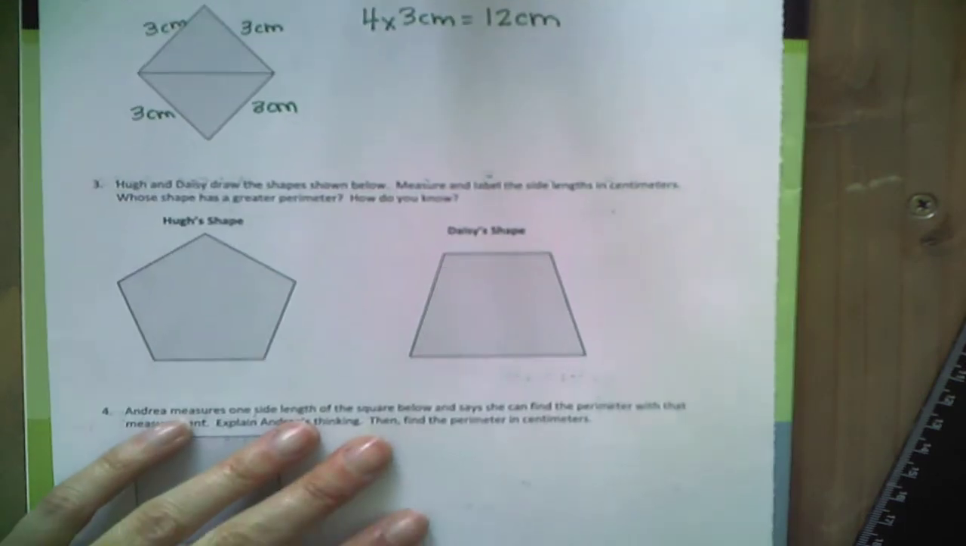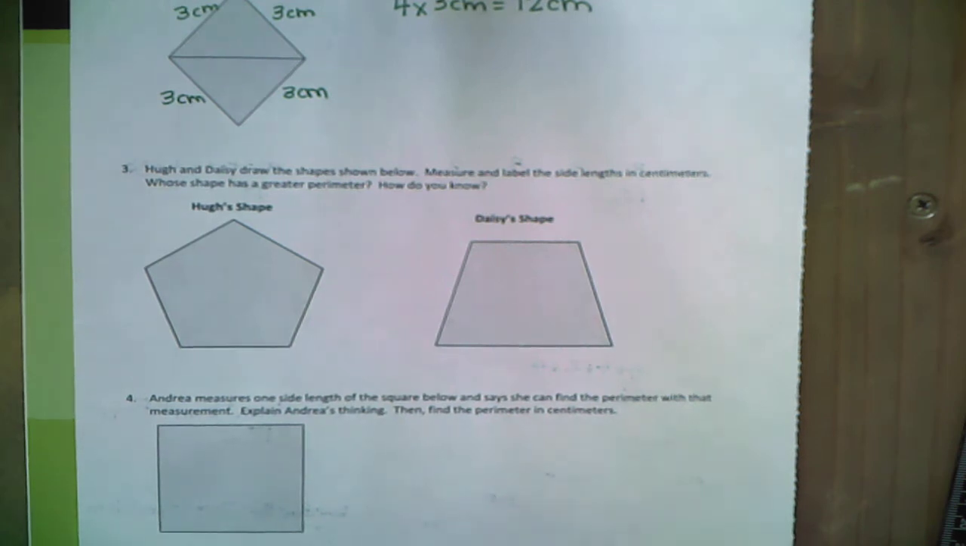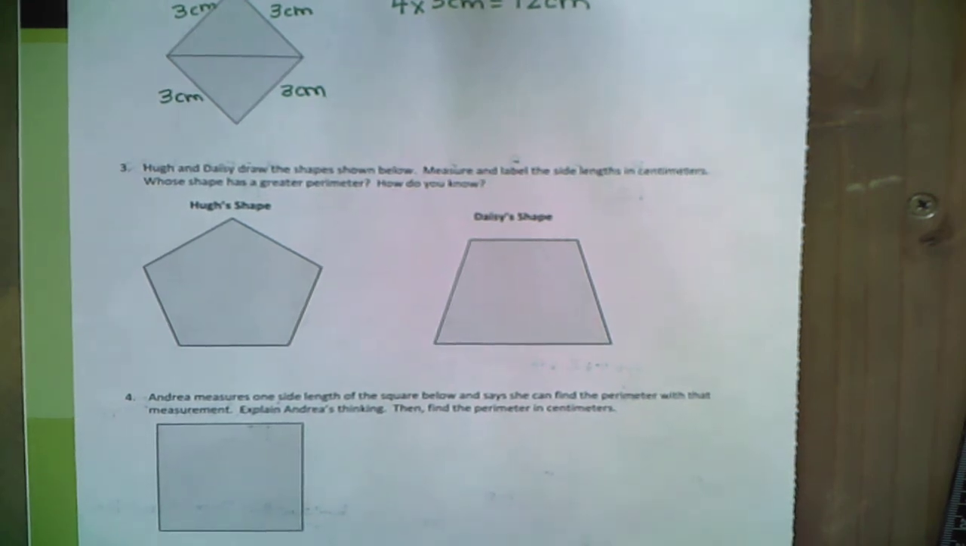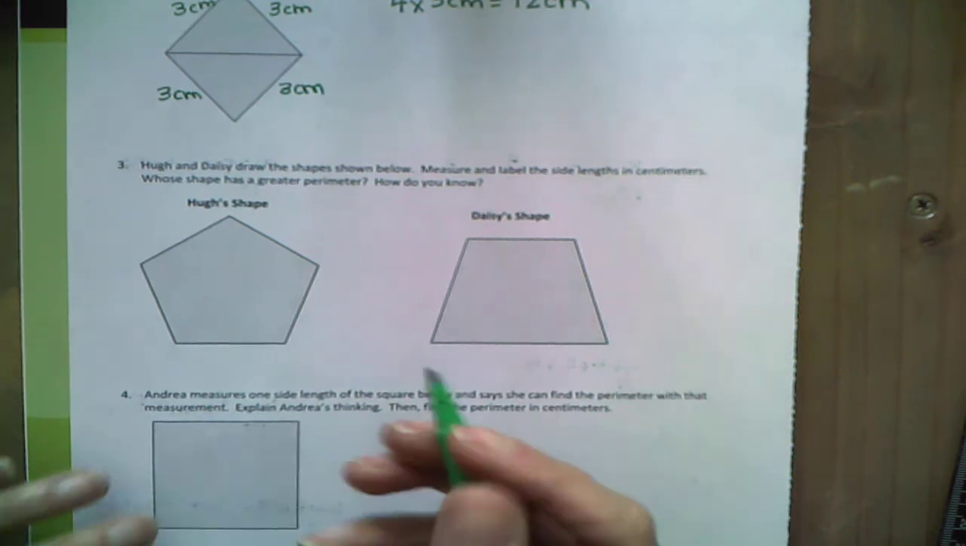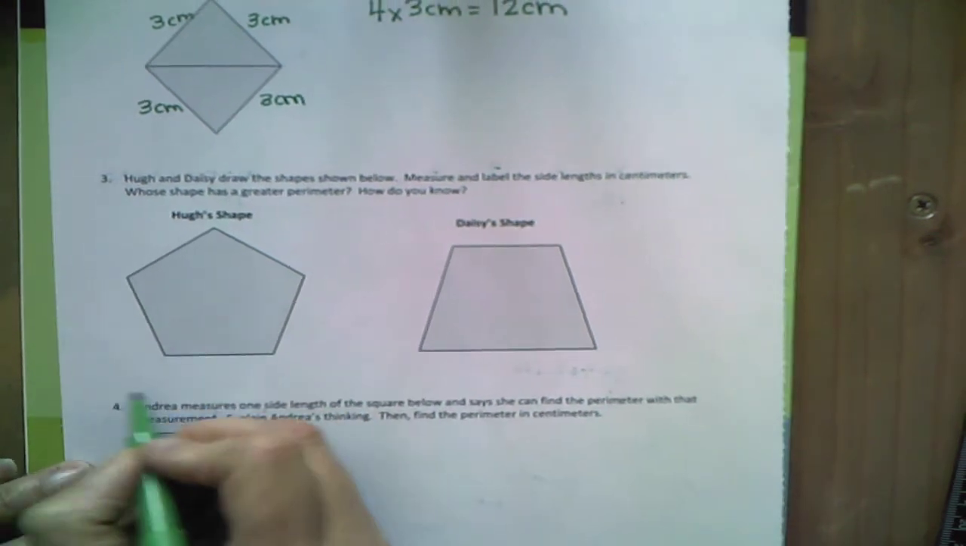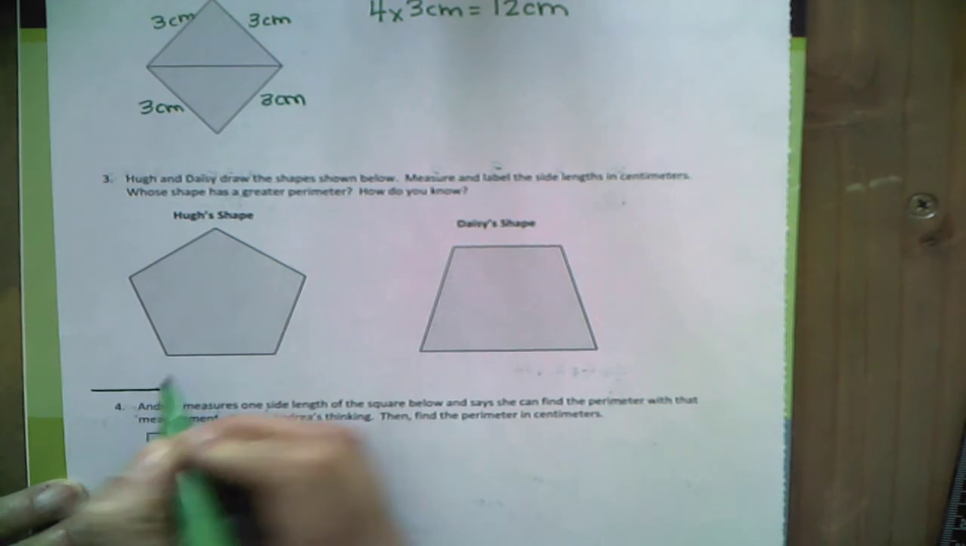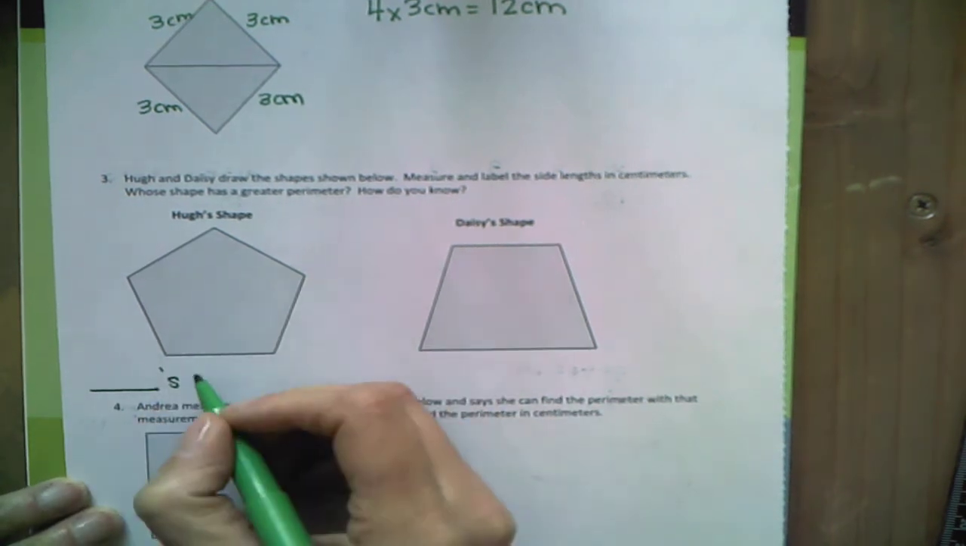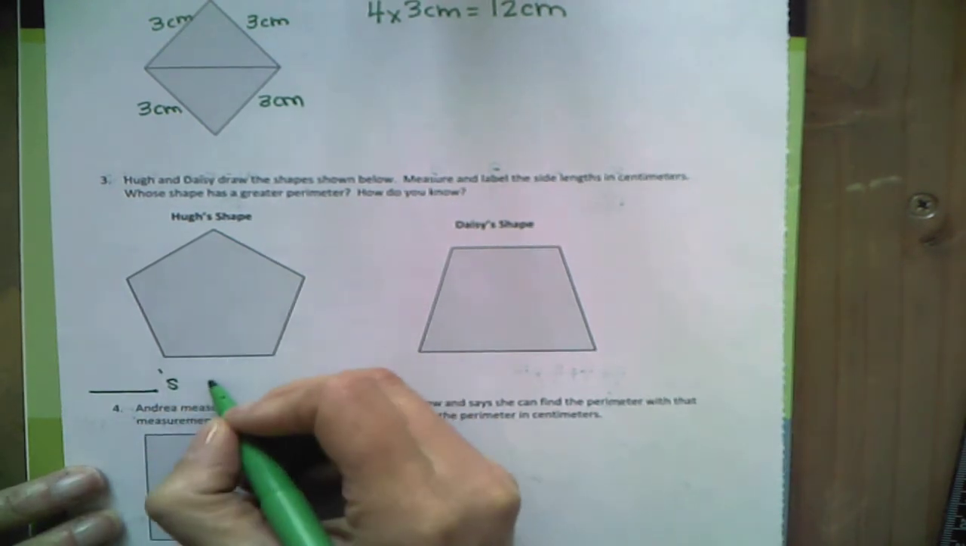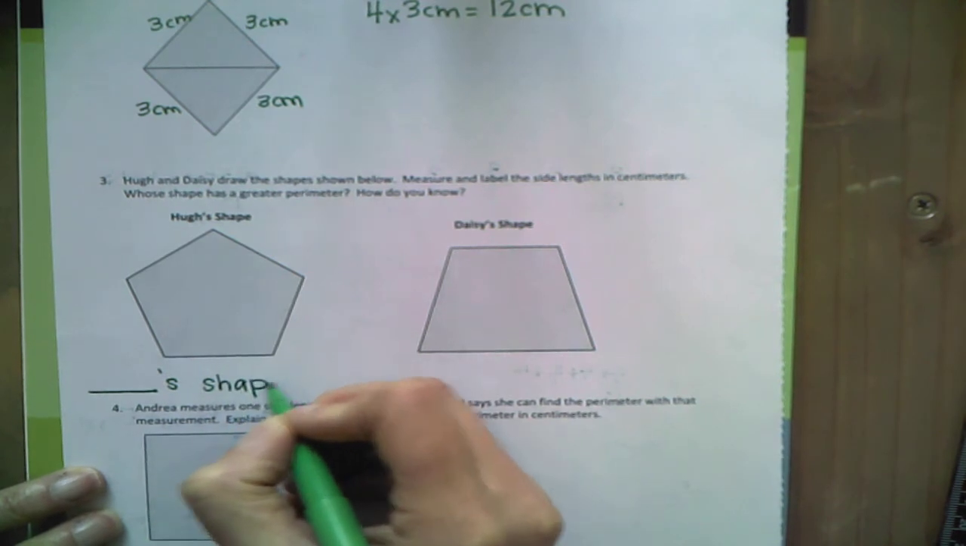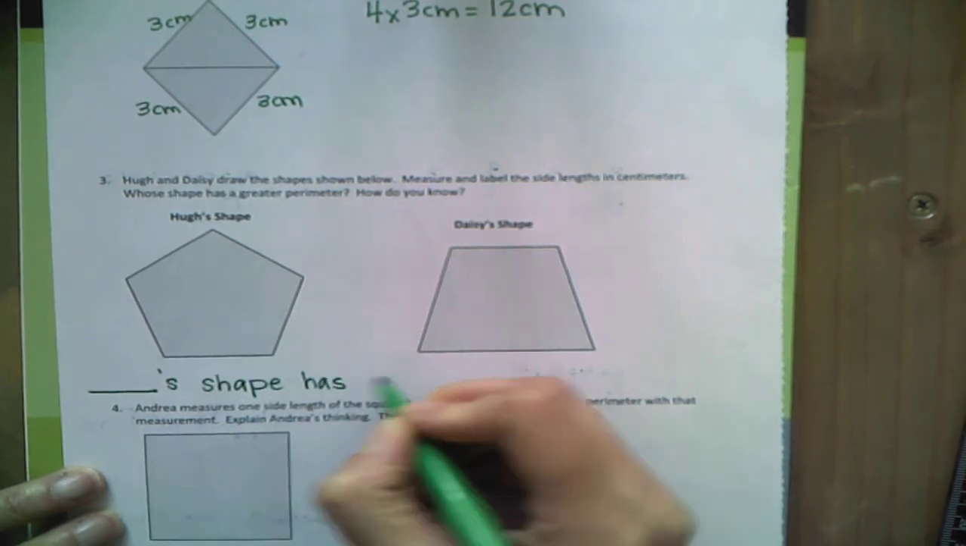All right. Let's read the next one together about Hugh and Daisy. Hugh and Daisy draw the shapes shown below. Measure and label the side lengths in centimeters. Whose shape has a greater perimeter? How do you know? Okay, let's write our centimeters. Let's write our sentence. So I'm going to say blank's, mystery person, shape has a greater perimeter.